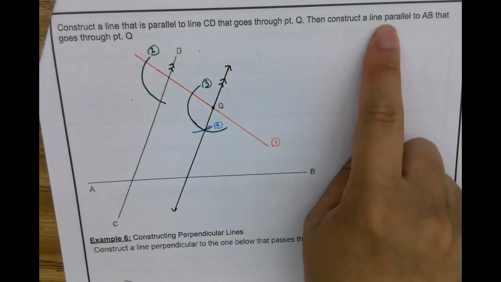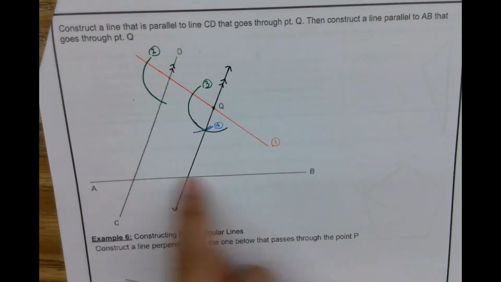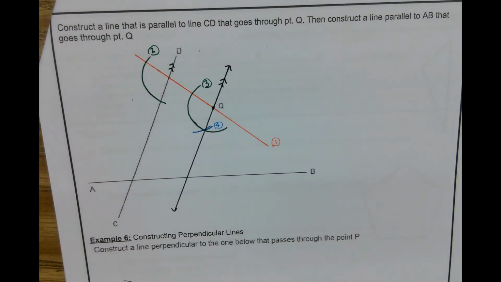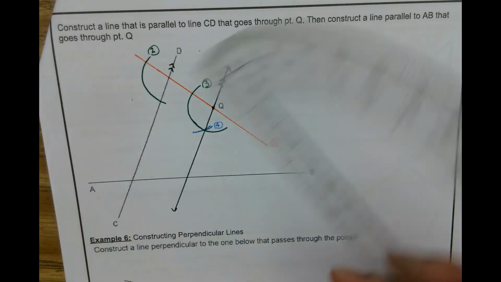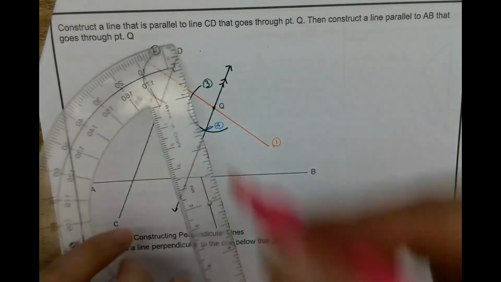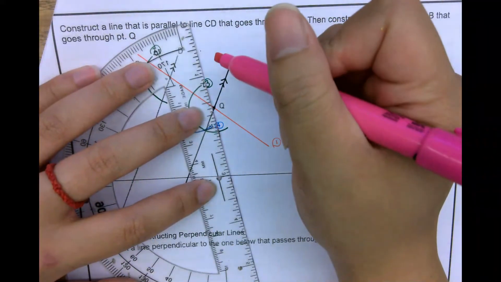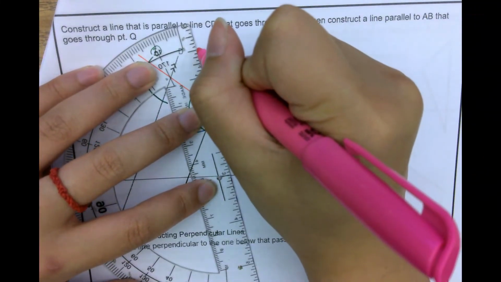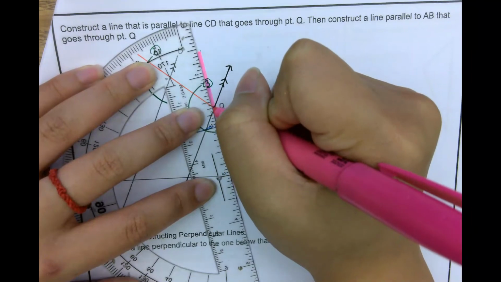This time I'm going to construct it parallel to AB here, and it's going to go through Q. So I'm doing the same thing again, right? So now we're just going to ignore all of these here. Okay. So I'm going to do this one in highlighter now. Okay. So step 1 again. I'm going to cross this. So going through Q.